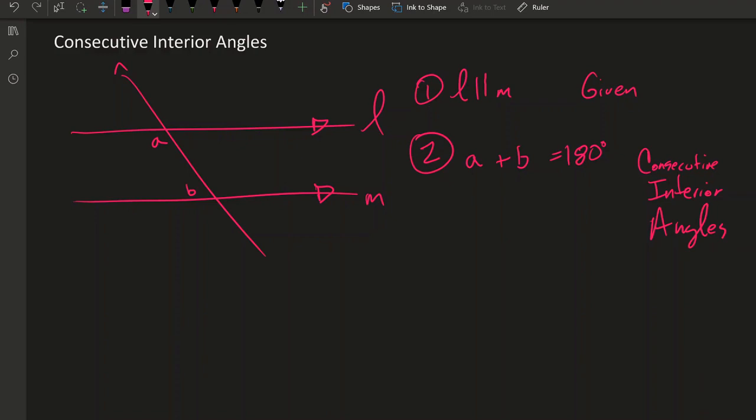So if the lines are parallel, then the consecutive interior angles are supplementary, which means they add up to 180 degrees.